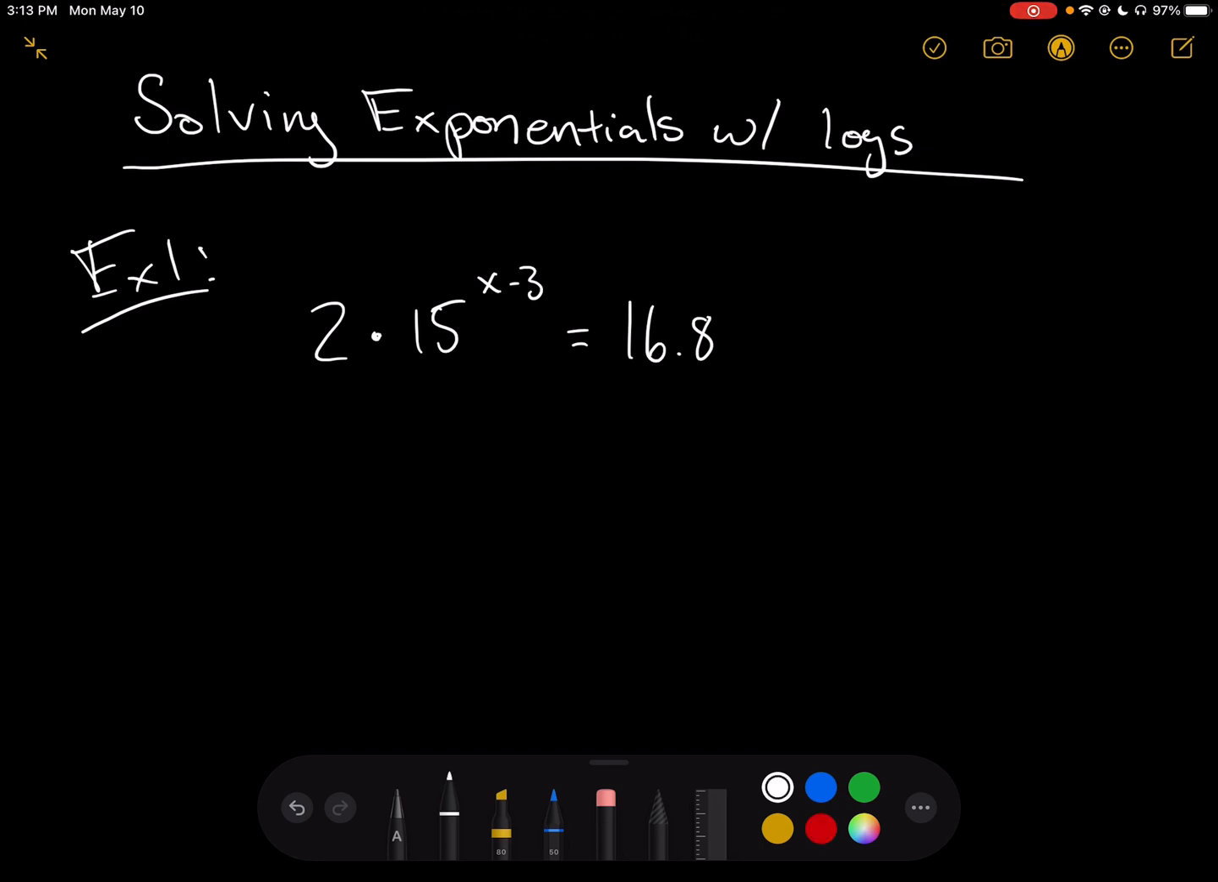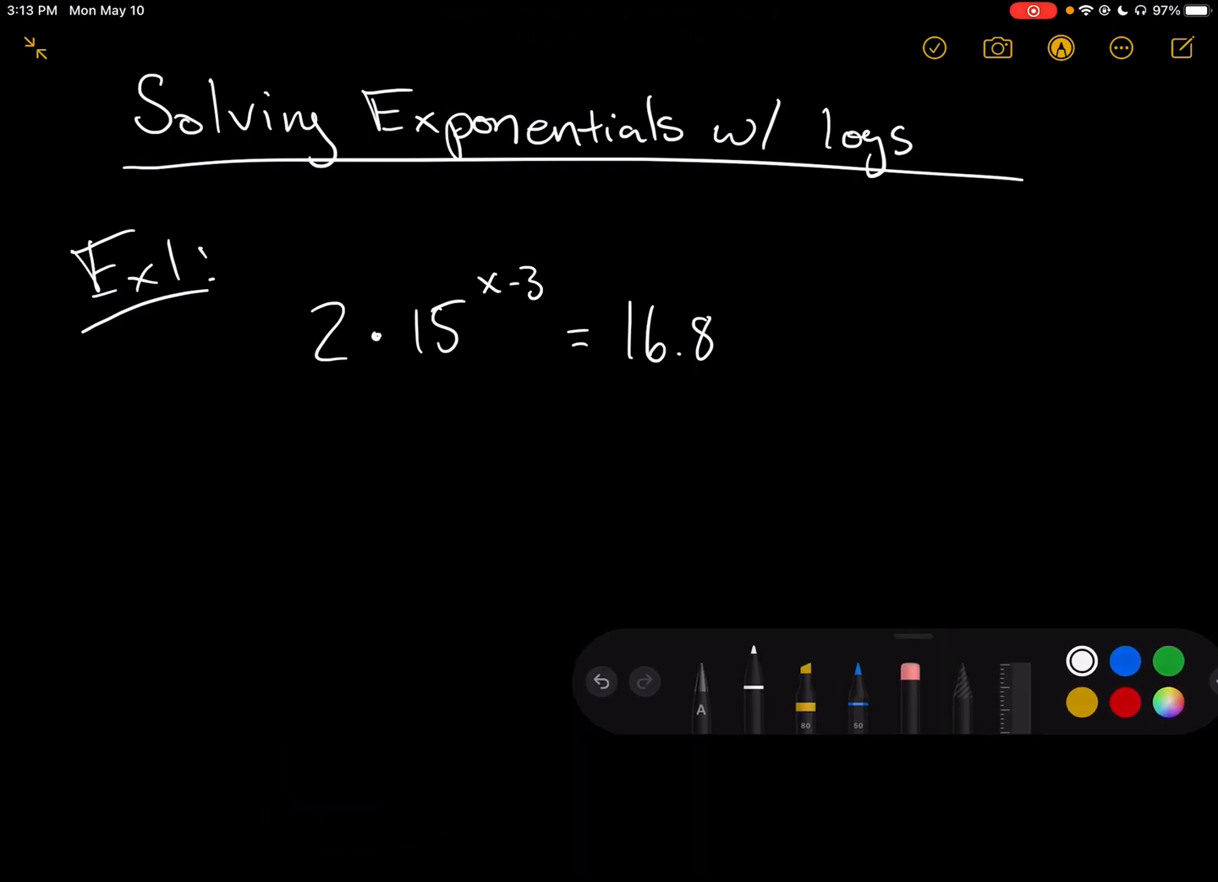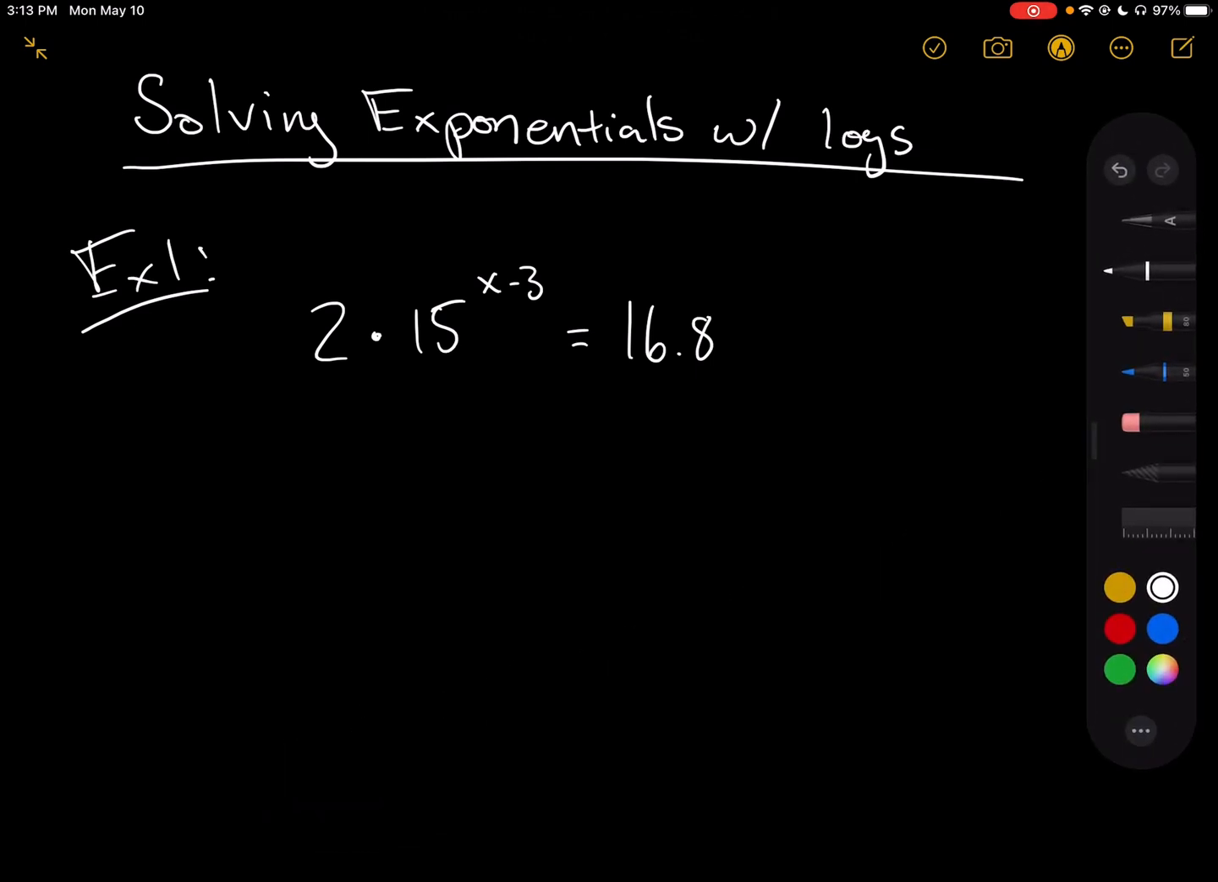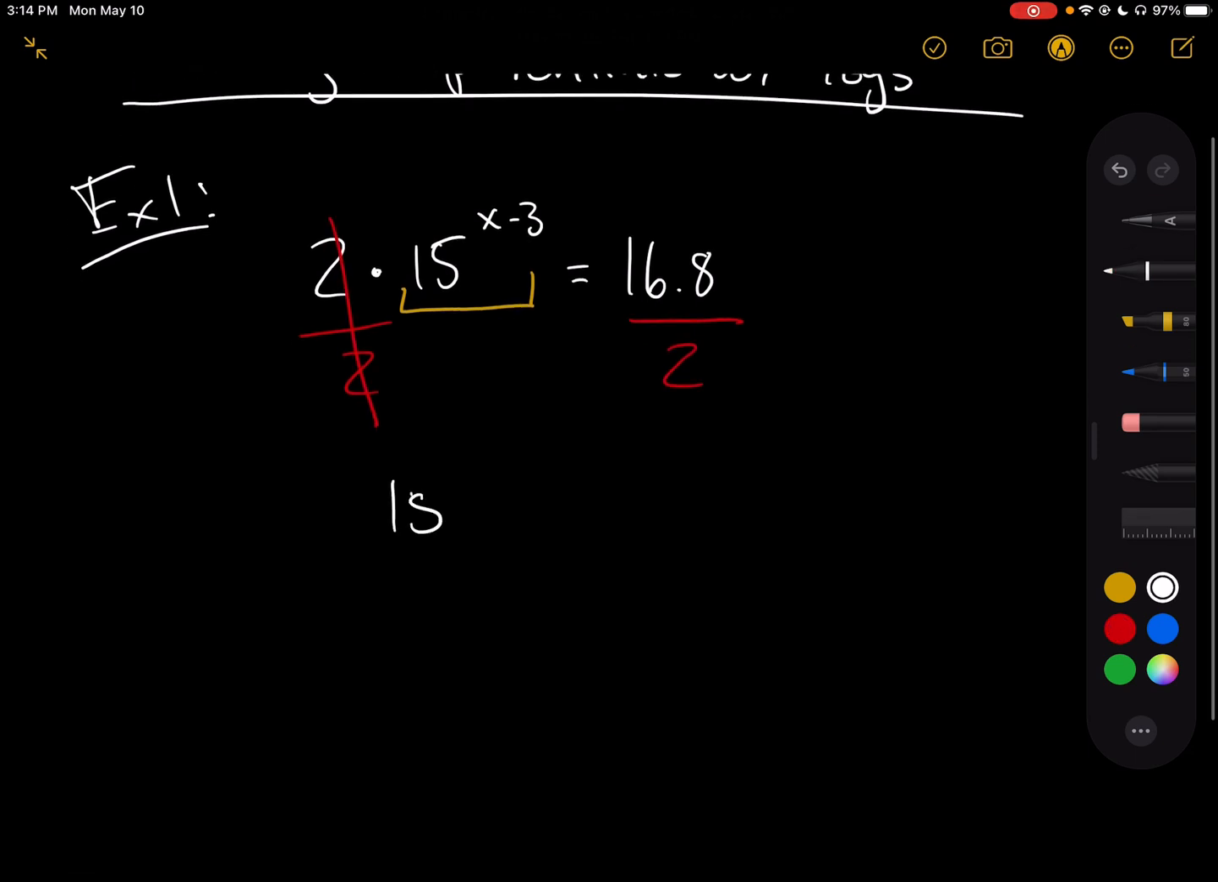So one way that we can do that is by using logs to pull exponents out of the exponent because of the power of a power rule, right? But before we're allowed to even pull anything out of the exponential, we need to get the exponential by itself. So I need to get that 15 raised to the x minus 3 by itself. So to do that, I'm going to divide both sides by 2 just to get the 2 out of there, right? And so when I do that, that'll give me 15 to the x minus 3 is equal to 8.4.